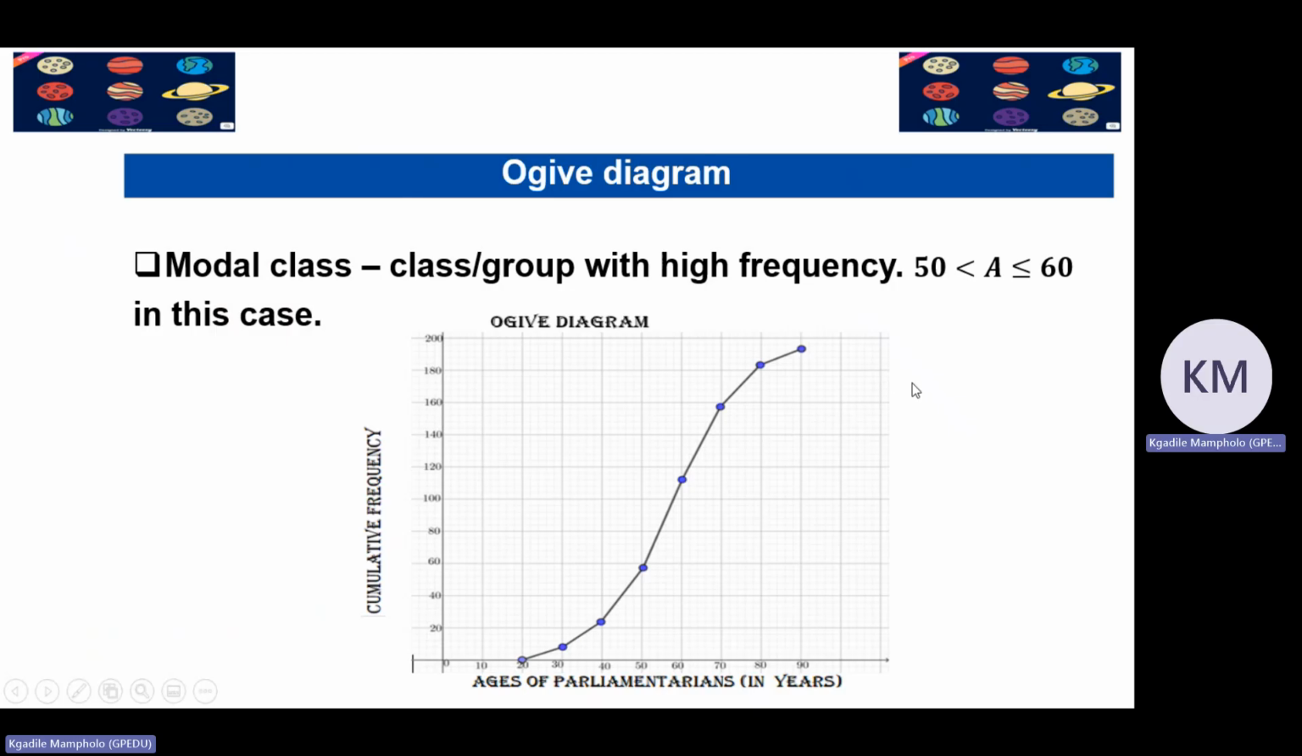Another thing that I want to bring to your attention. Normally, when we mark, we find that most learners will join the points using a ruler. That is not acceptable. So when you join the points, never use a ruler. It must be a smooth curve. Just use a hand, because if you use a ruler, then you lose marks.